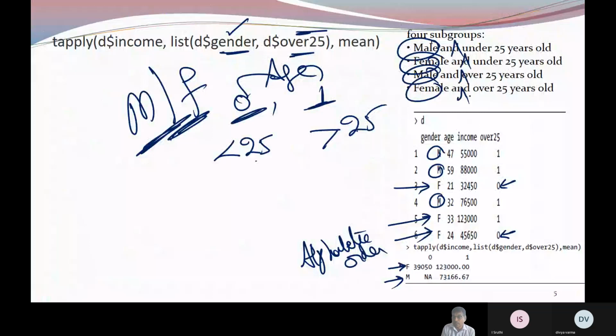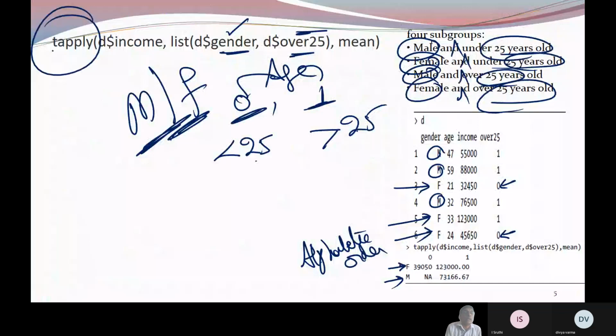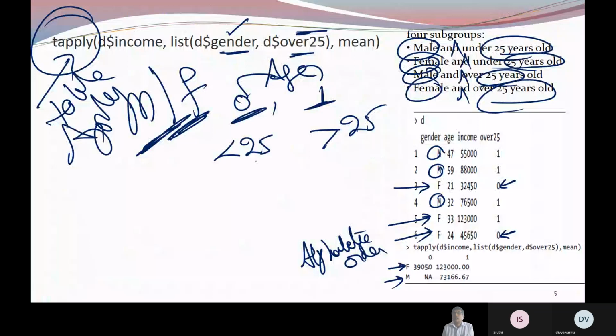Then we are going to put an AND operation, and then we have the 25 age groups. So that is how we make tapply. tapply stands for table apply function. Now you can see here the value for female, which is 32,450, which is less than 25 years.